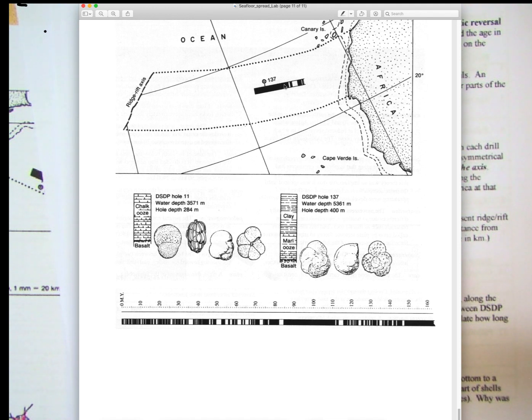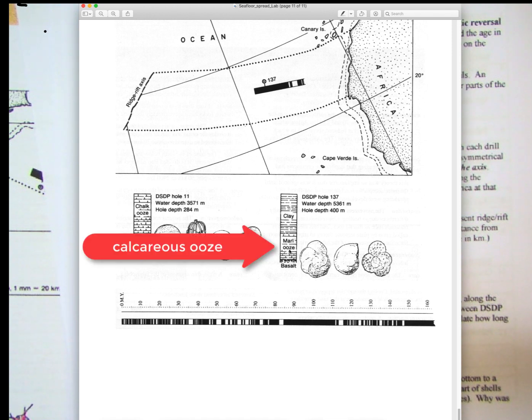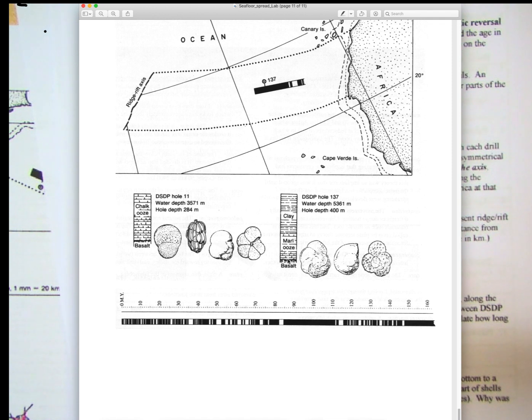And this strip is a paleomagnetic signature of the seafloor during this interval of time. But more importantly, we want to see the marine sediment. So note that they had clay particles, very fine-grained clay. Then they had this marly ooze, which is basically calcareous ooze. Eventually it will form limestone. Right below the limestone is a basalt. So the limestone immediately above the basalt had these microfossils.